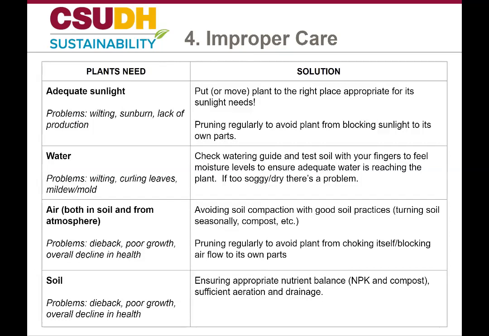So some solutions when it comes to these problems, when it comes to adequate sunlight, you can always physically move the plant to the right place appropriate for its sunlight needs. So if it's really not doing well in terms of not getting enough sunlight or maybe getting too much, you can always move it to a different part of the garden to make sure it's happier. Also, you want to prune regularly to make sure the plant isn't blocking its own sunlight. So again, that tomato plant example where it's such a dense understory, it's blocking light to its own parts, or if it's so close to another plant that that plant is blocking its sunlight. Those are all things that you want to prune for and or move to make sure you're addressing.